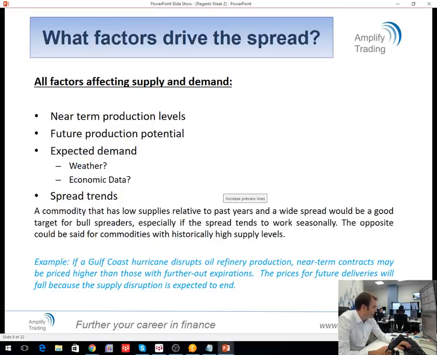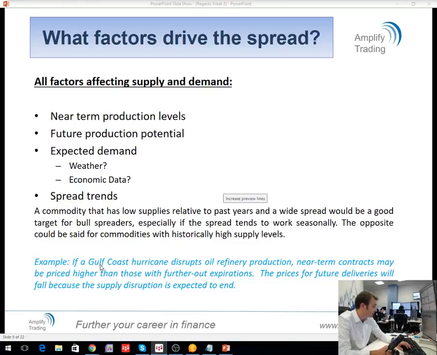So, one thing to think about are factors affecting supply and demand. Why would June oil move at a different rate to December oil, for example? You can look at things like near-term production levels, production potential, divergence in weather, an unusually cold winter snap, for example, or an unusually warm summer period, and also spread trends. So a commodity that has low supply relative to the past and a wide spread would be a good target for bull spreaders if the spread tends to work seasonally.